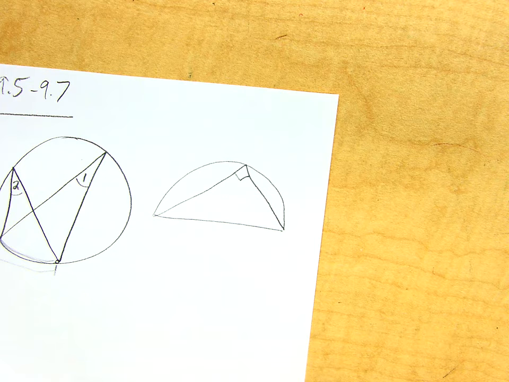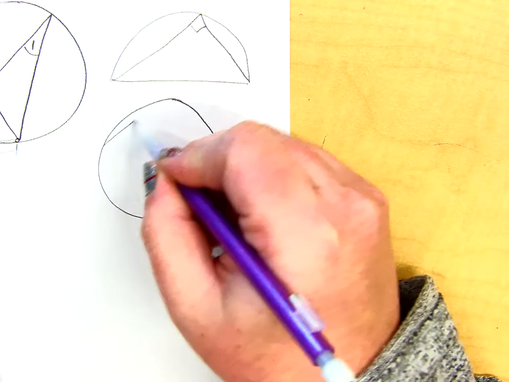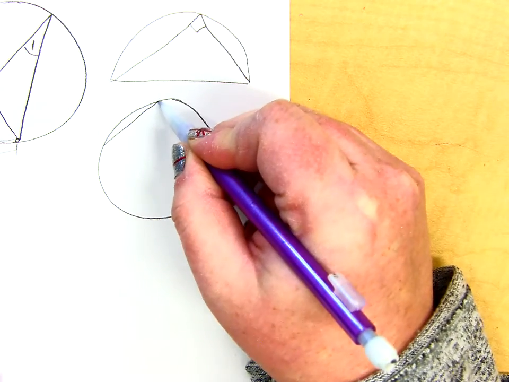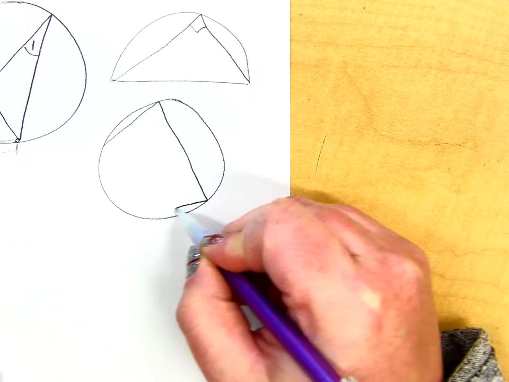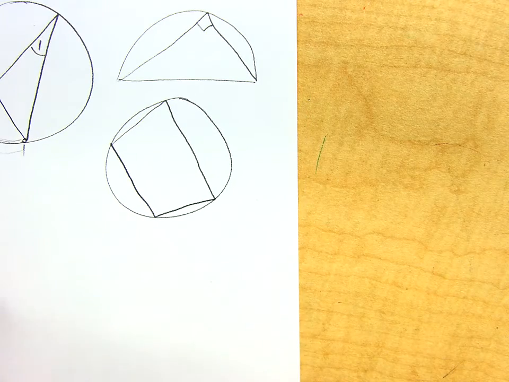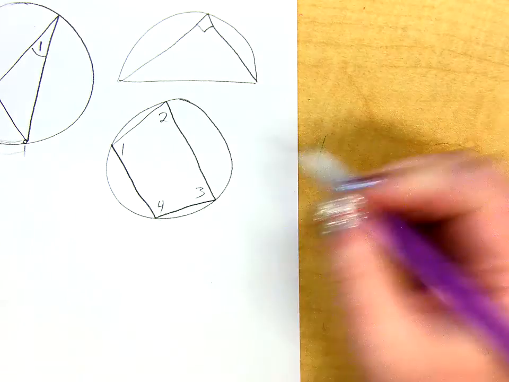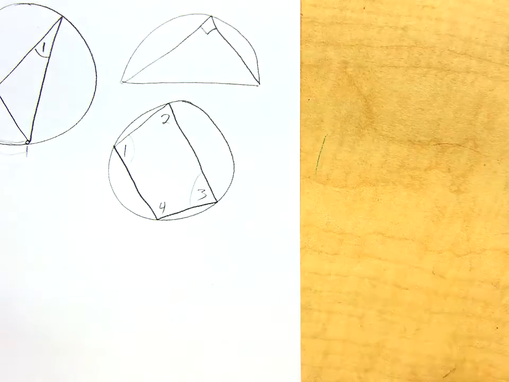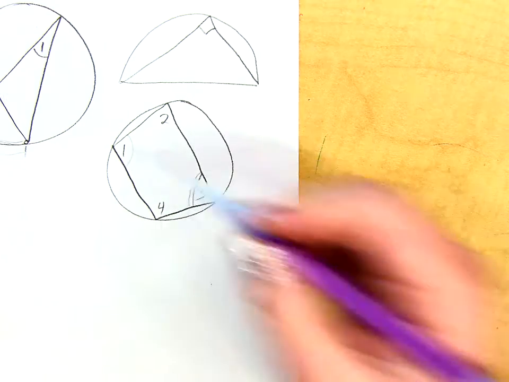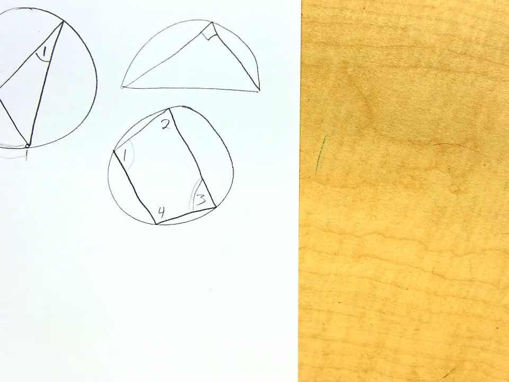Let's see. What else did we learn? We also learned that if you inscribe a quadrilateral inside of a circle, any quadrilateral you like, just remember, inscribe means that you have to have all the vertices on the edge. Opposite angles are supplementary. So, I don't know what they are. Oh, I should mark that they're equal. But I know that angles 1 and 3 would add up to be 180. 2 and 4 would add up to be 180. Okay.